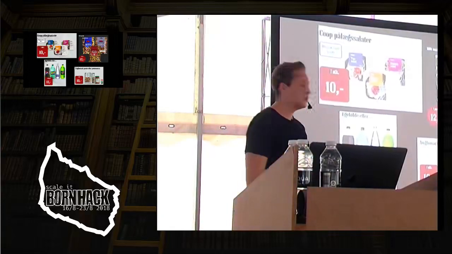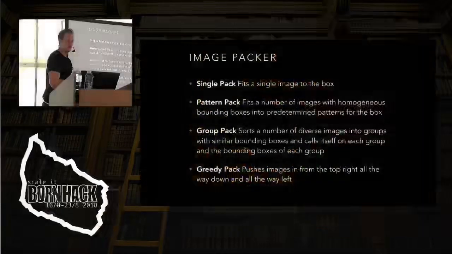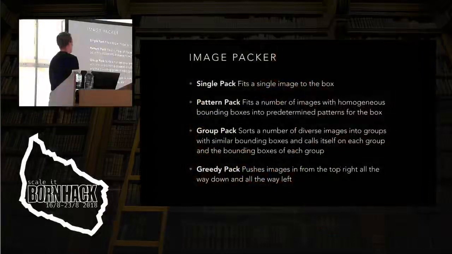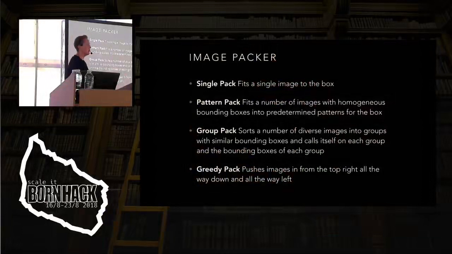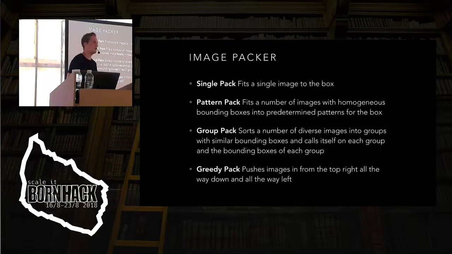So what we do, or what Jonas did in this case, is we have 4 different strategies for how we pack an image or a set of images into a box. The first thing we do is look at the amount of images. If there's just a single image, we just put it in the middle and that's it.